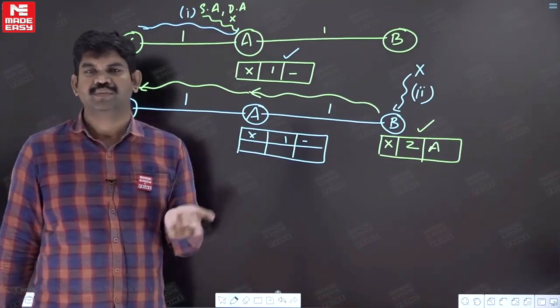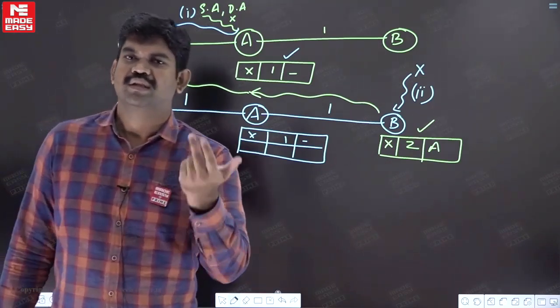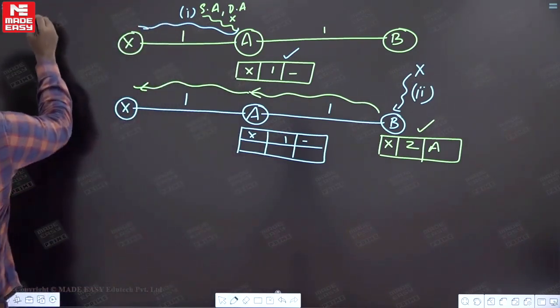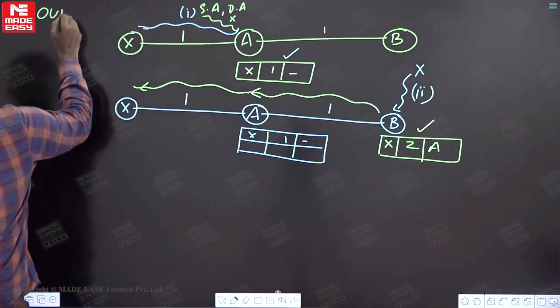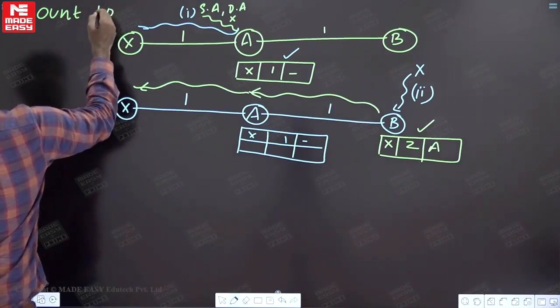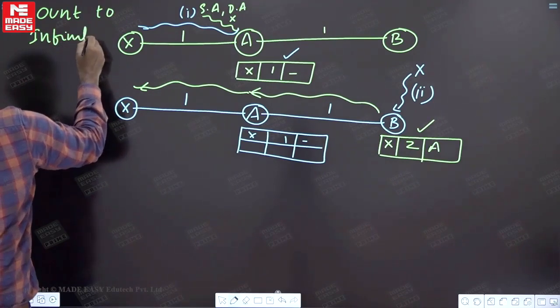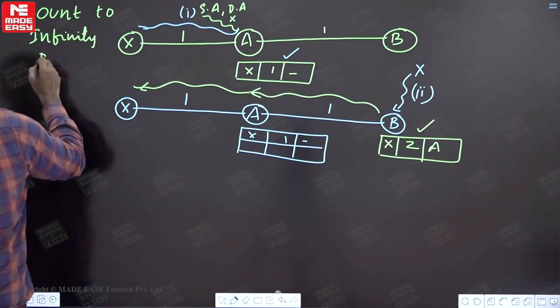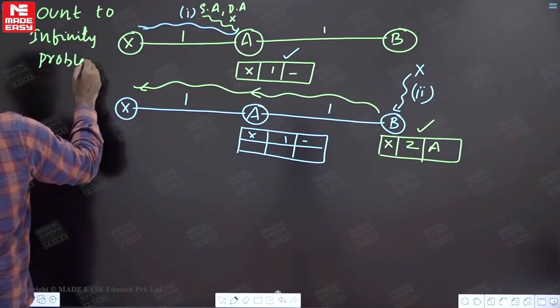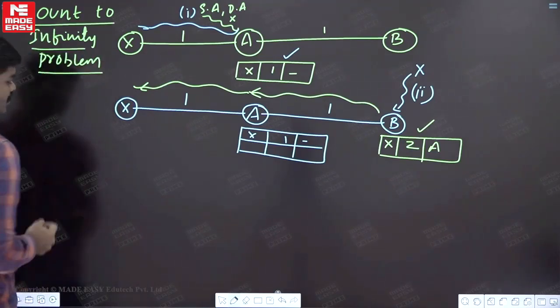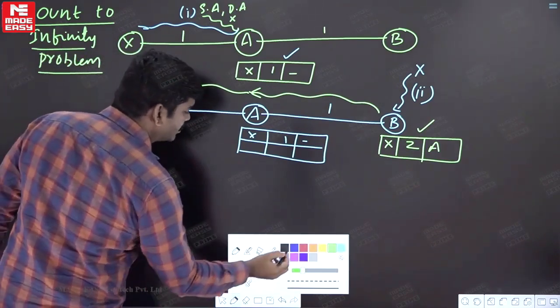But what I told, whenever the links are broken, we might get a problem called the count to infinity problem. So what exactly is this count to infinity problem? What exactly is this count to infinity problem in distance vector routing? Okay, that we have to analyze.